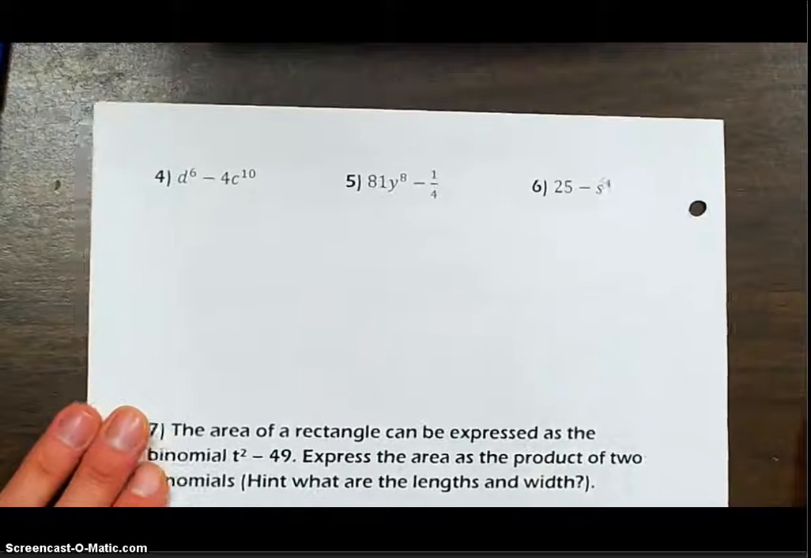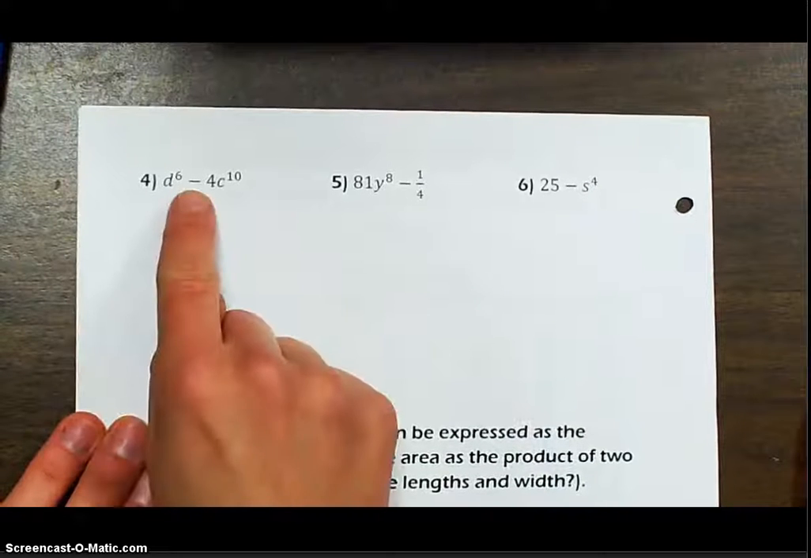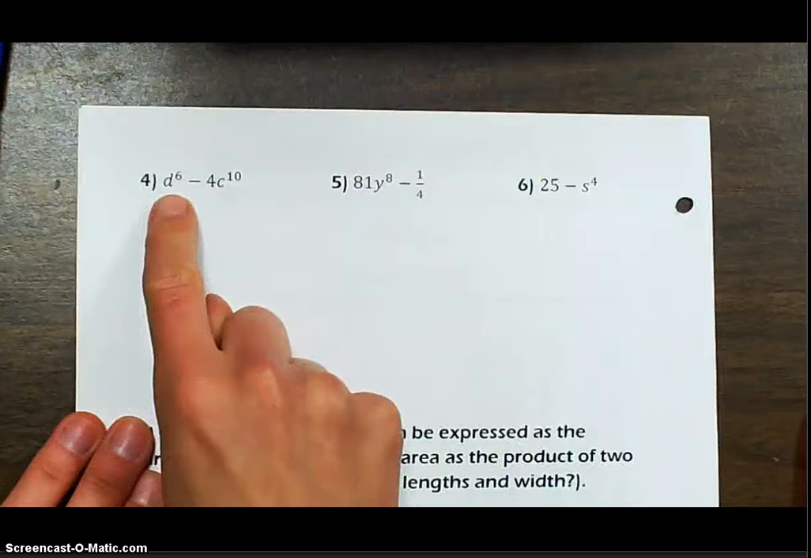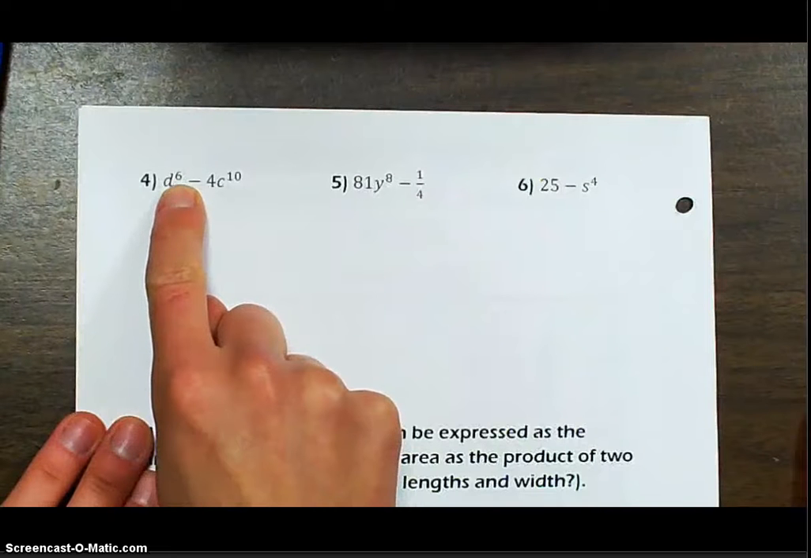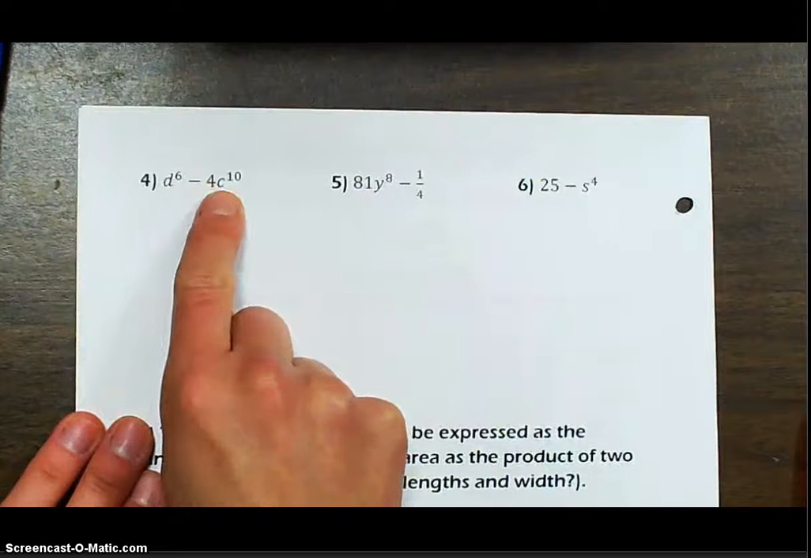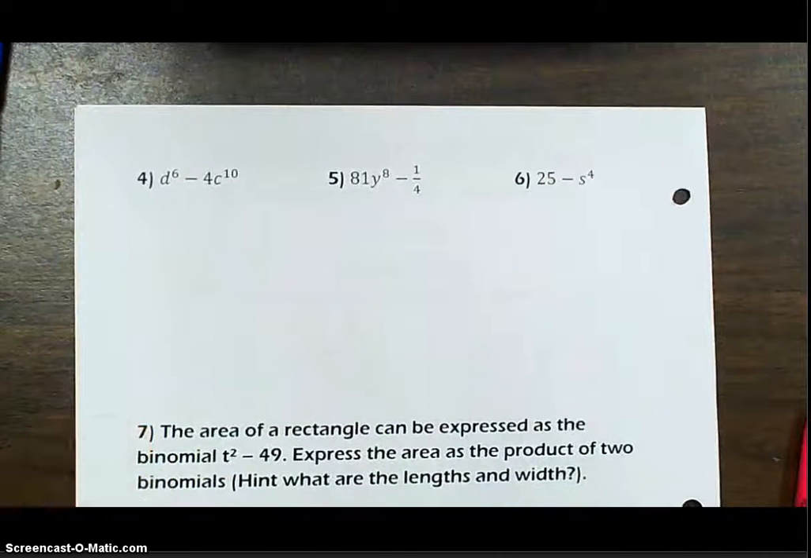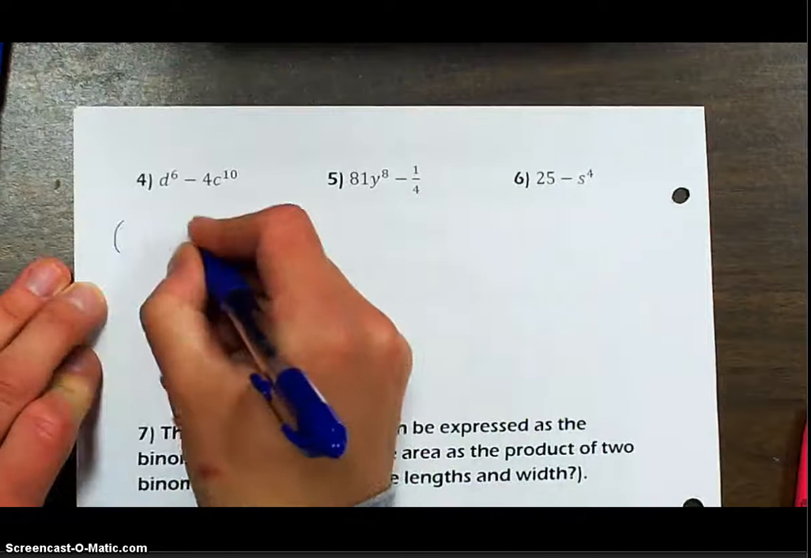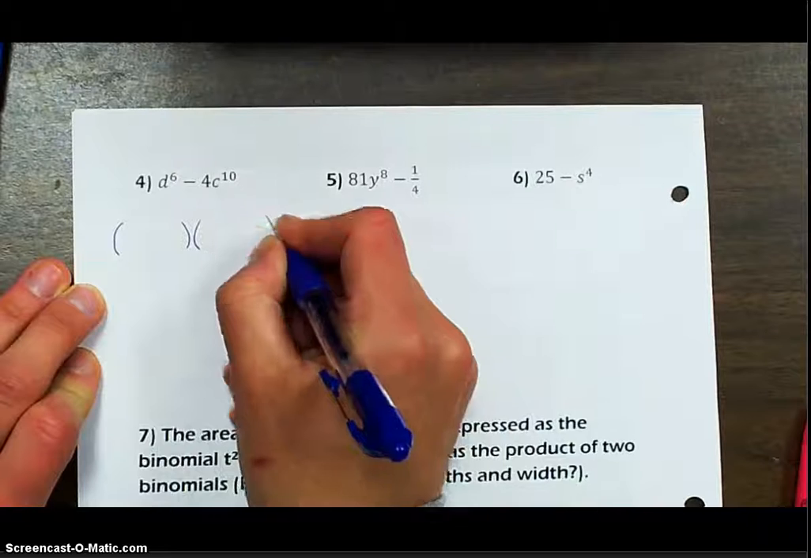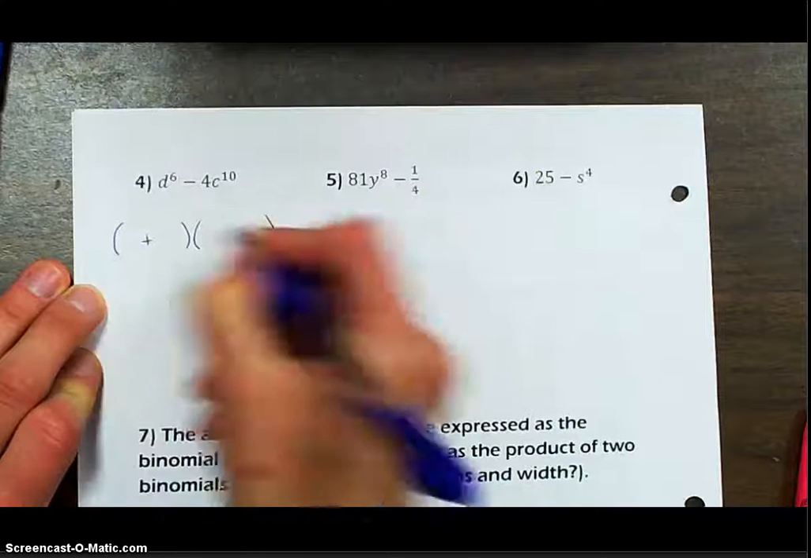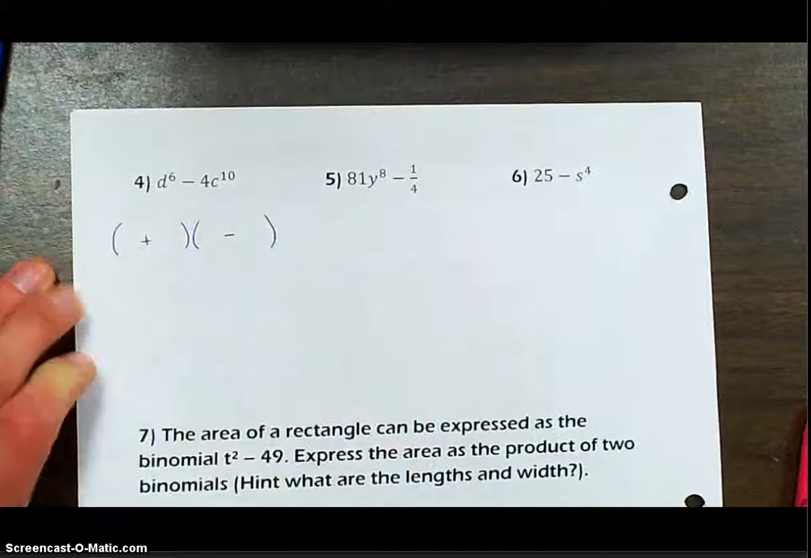Next up, number 4. Is it subtraction? Yes. D to the 6, is that a perfect square? It's an even power. Is 4 a perfect square? Yes. And is the power of 10 a perfect square? Yes. So that means we can use difference of perfect squares factoring. One gets a plus, one gets a minus.